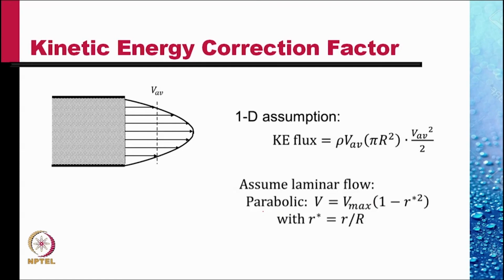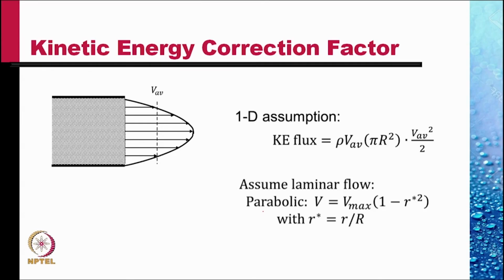Let's do one more concept called the kinetic energy correction factor. We have so far assumed that the flow through the inlet and outlet is one-dimensional. That is, we assumed that there are no variations in the velocity across the inlet and the outlet sections. But there actually are. This can be taken care of by using a kinetic energy correction factor.